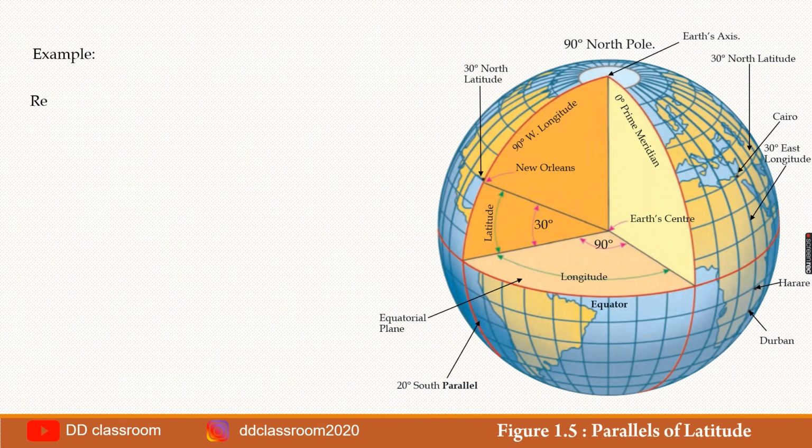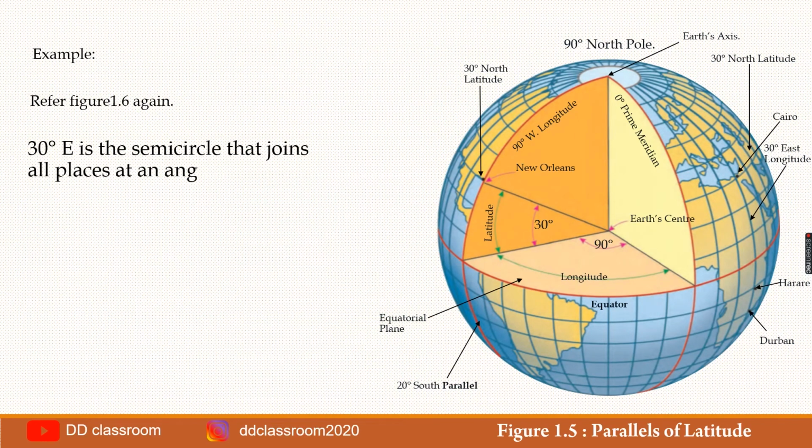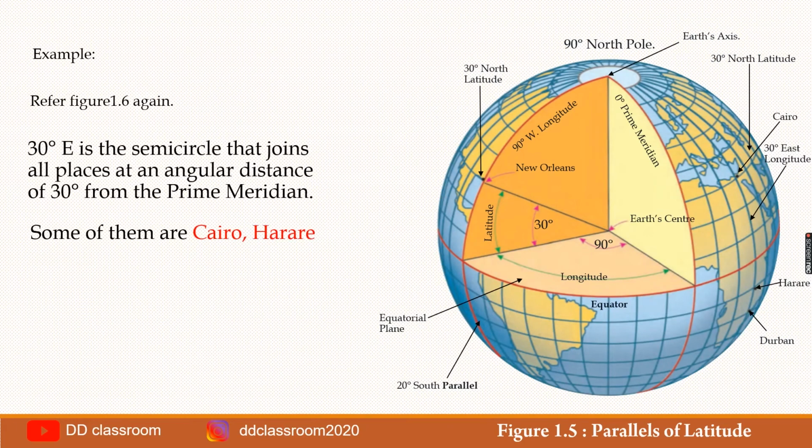Example. Refer to figure number 1.6 again. 30 degree east is the semicircle that joins all places at an angular distance of 30 degree from the prime meridian. Some of them are Cairo, Harare and Durban in Africa. Look at the globe. See all pictures.